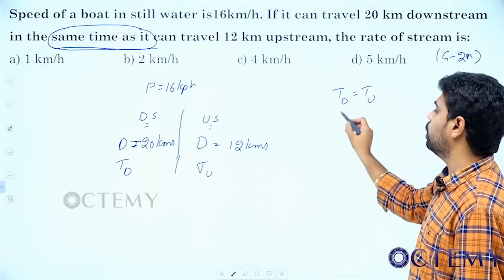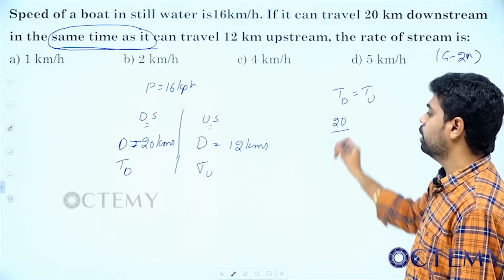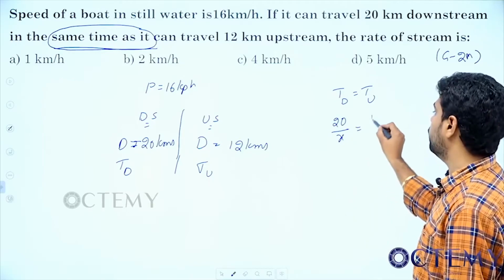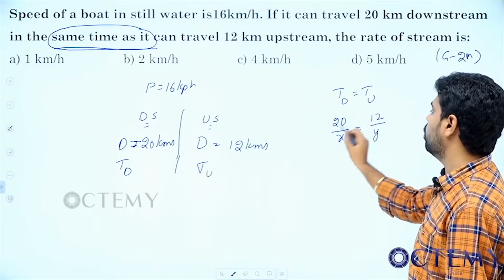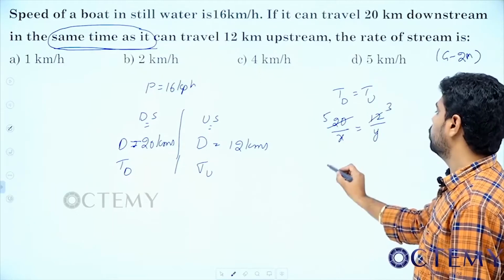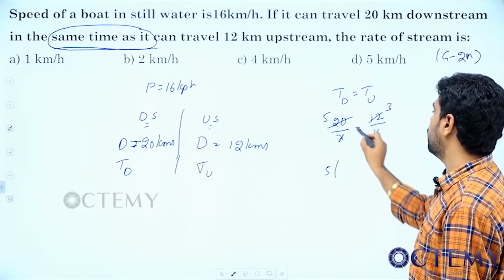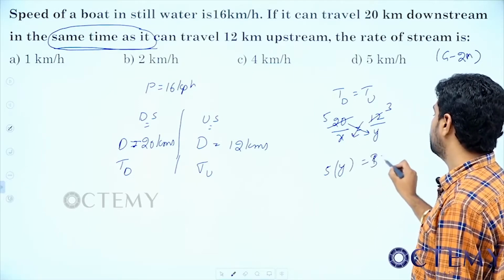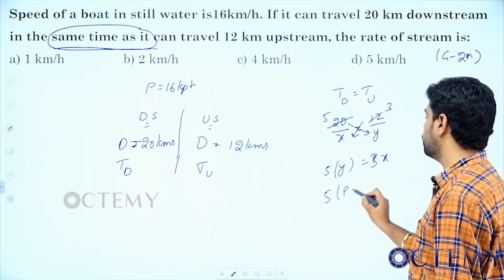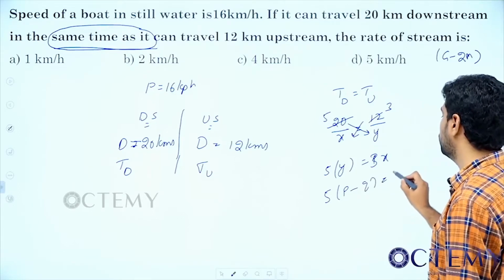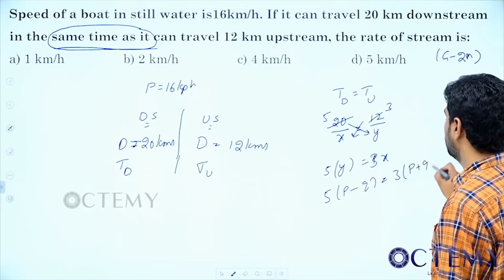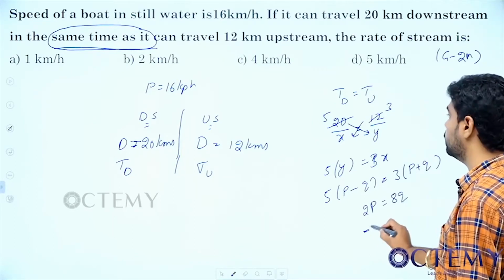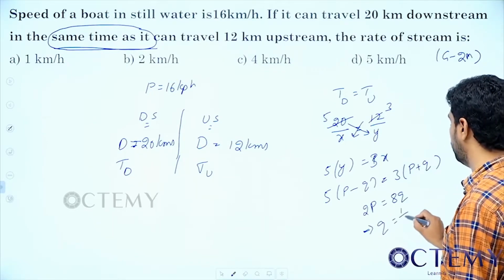So substitute now. What is the distance? 20 by the speed, which is x in downstream. In the same way, 12 by y. So now this is 5 and 3. I will cross multiply. 5y is equal to 3x. So 5 into p minus q is equal to 3 into p plus q. So this is 2p is equal to 8q. From this I can say that q is equal to 1 by 4 p.